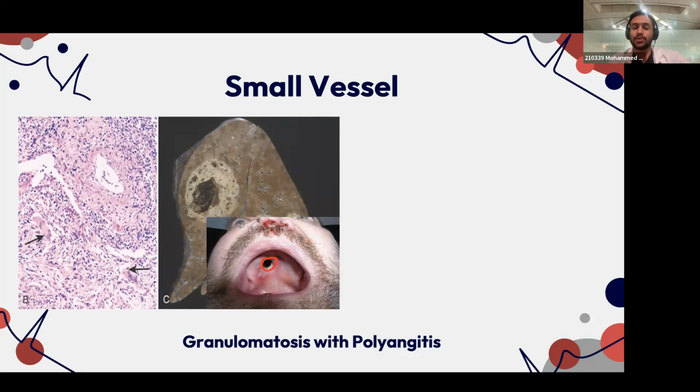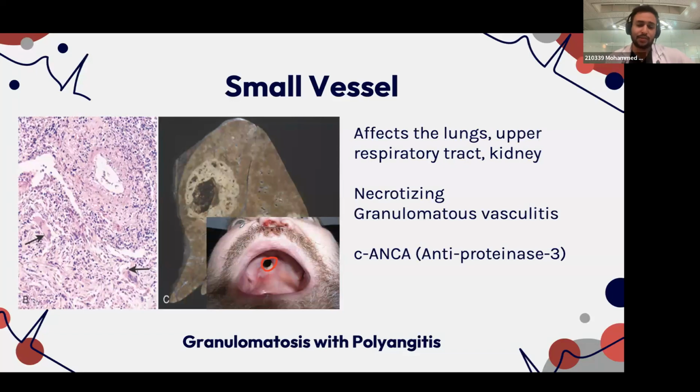Three important organs: kidney, nasopharynx, and lungs. Very important to remember these three, and importantly, nasopharyngeal. Next thing, is this C ANCA or P ANCA? C ANCA, excellent, good. This is C ANCA. And this one is the one that's necrotizing.